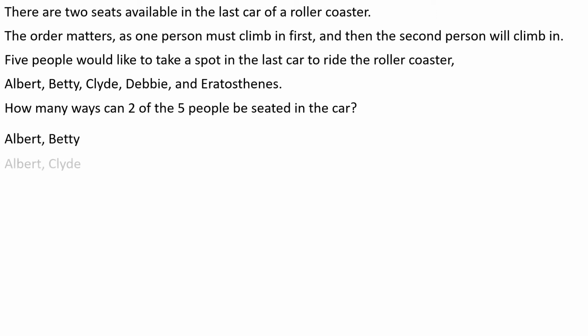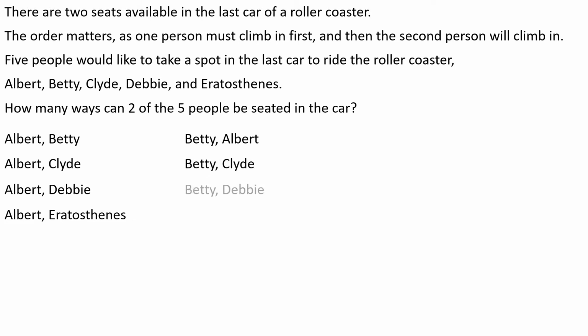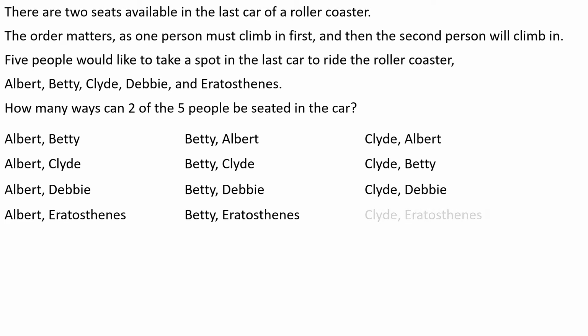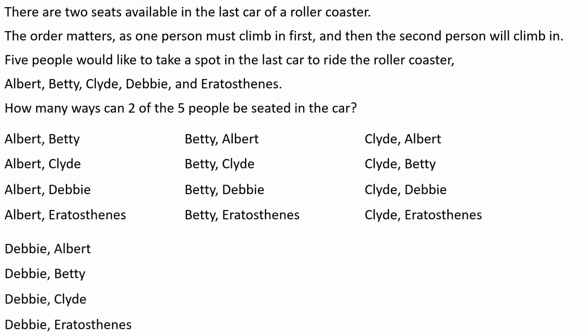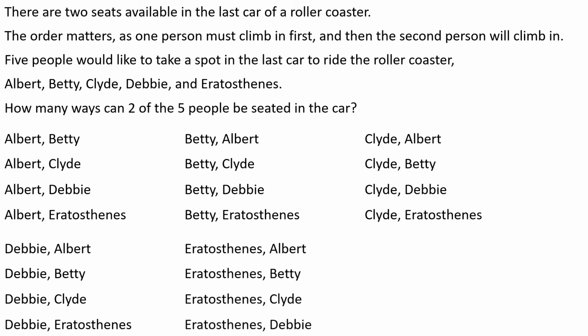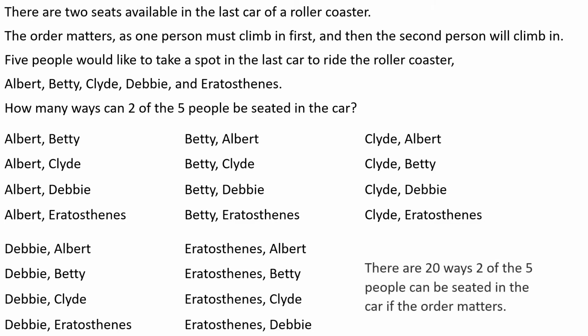Well, Albert could be first, followed by one of the other children. Betty could be first, followed by one of the other children. Clyde could be first, followed by another child. Debbie could be the first one in, followed by someone else. Or Eratosthenes could be the first one in, followed by one of the other children. So there are 20 ways that 2 of the 5 people can be seated in the car if the order matters.